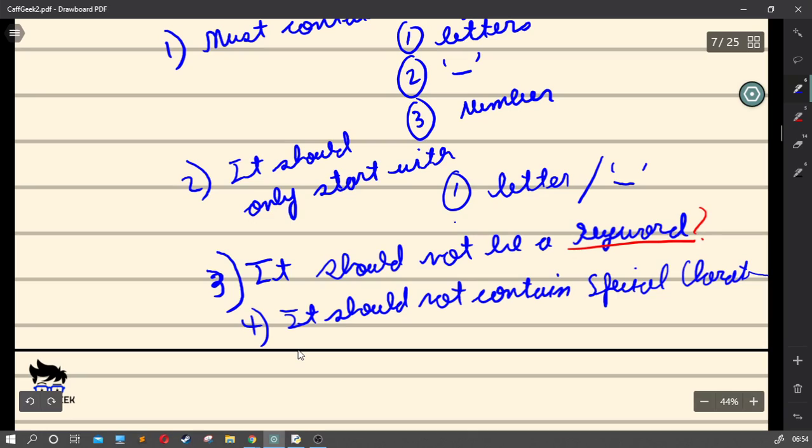So what are special characters? We have things like at the rate, multiplication or raised to power, and let's say division. We should not have these special characters in variable names. So the question is, what is a keyword?